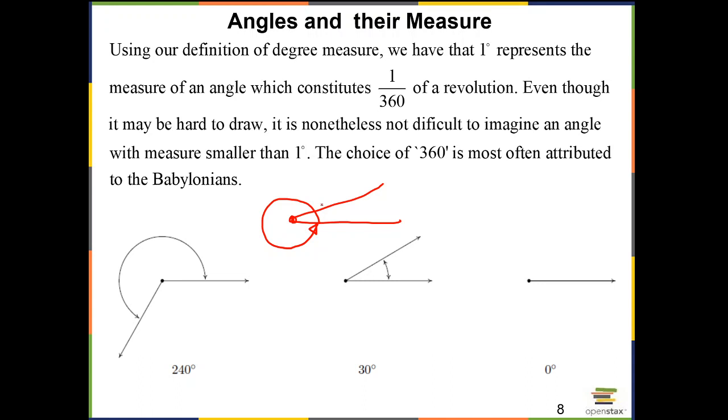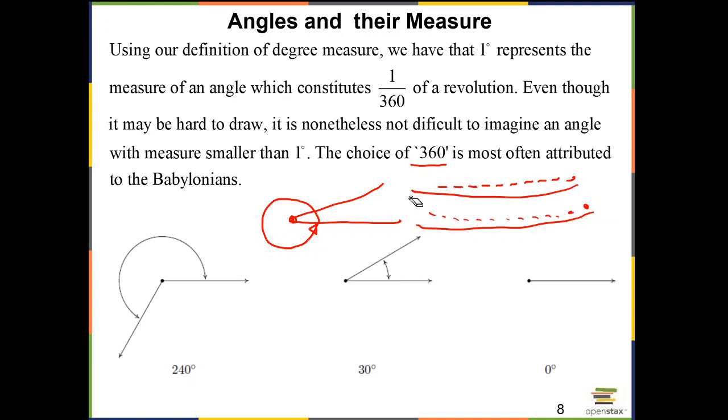Historically, Babylonians divided this one rotation into 360 parts, and because their number system was based on 60, we count 1, 2, 3, 4, 5, 6, 7, 8, 9. When we get to 10, then we group them. What they did, they counted all the way to 59, and then 60. When they got to 60, they grouped them. So their place value system was based on 60. That's why we have 360.